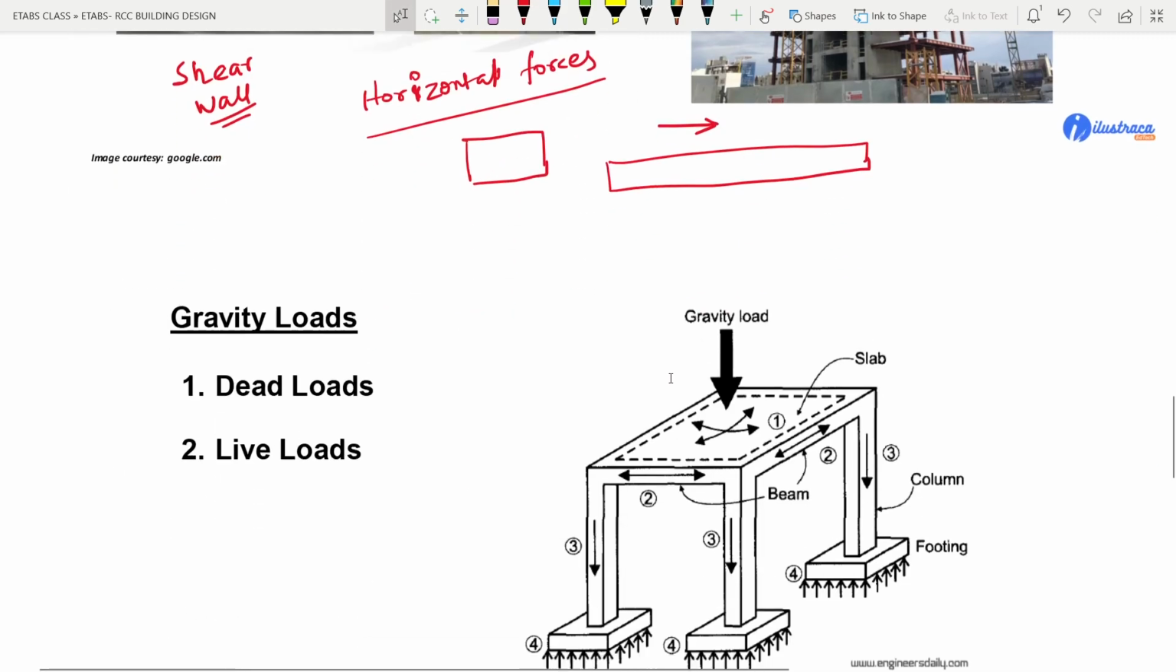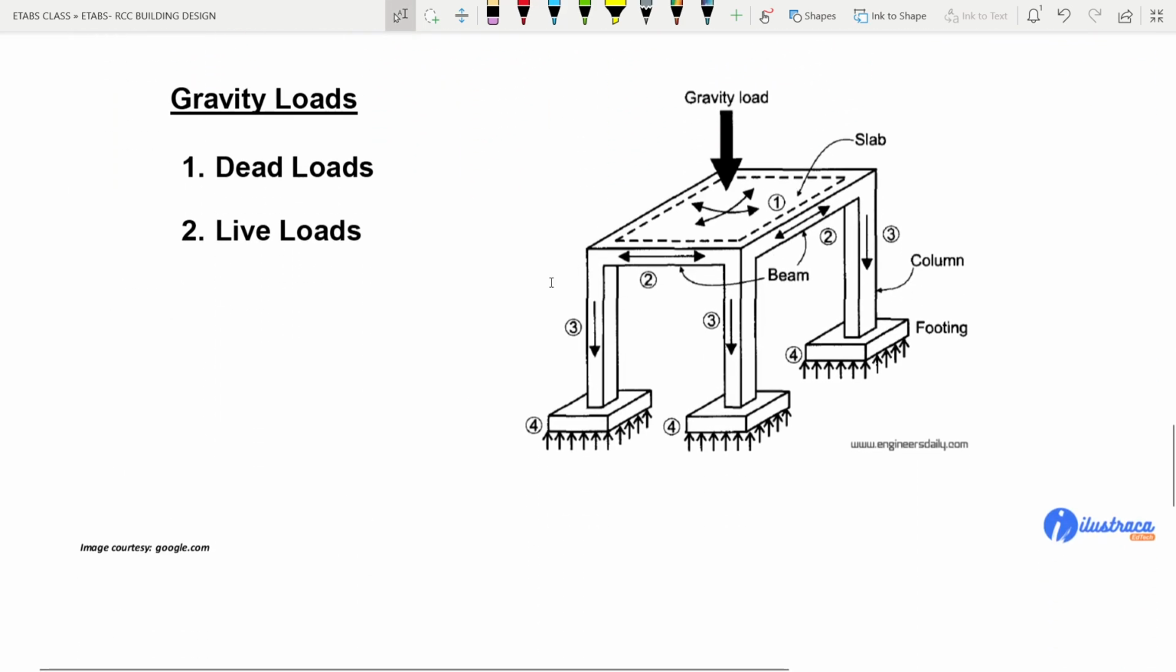Now if I go to the loads part, if I talk about gravity loads, that means the loads which act towards gravity, downwards in most cases. There are two types of loads: one is dead load, another is live load. Now what are dead loads? The name itself makes it easy to understand: dead loads are the loads which stay in a particular area forever, or for most of the time.